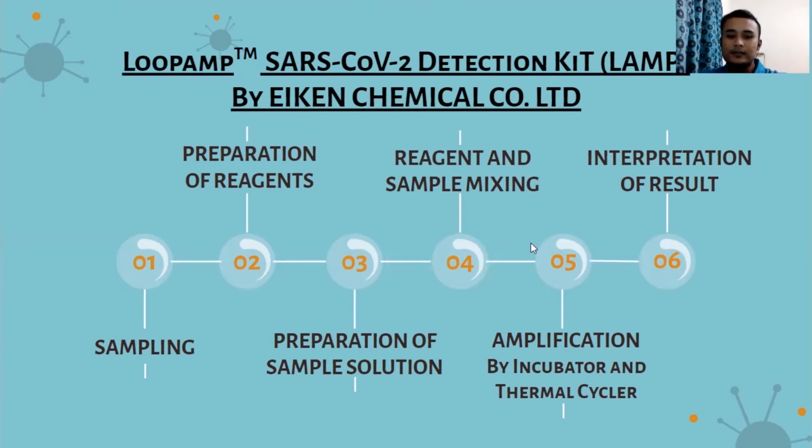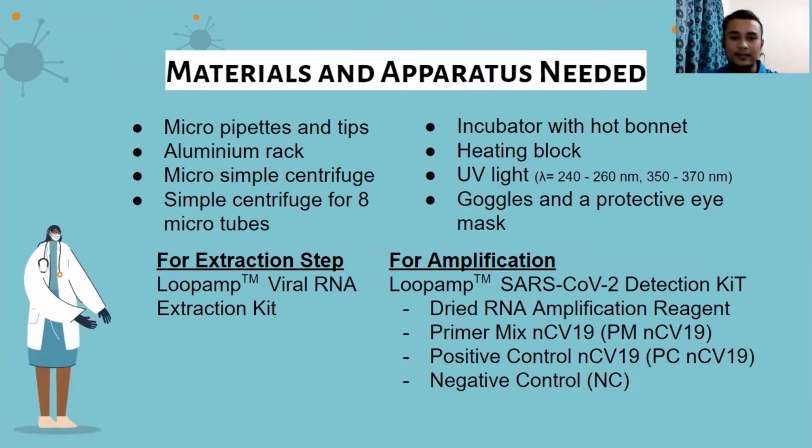Before starting the process, we will prepare the materials and apparatus needed. We will need micropipette and tips, aluminium rack, simple centrifuge for 8 microtubes, incubator with hot burner, heating block, UV light with 2 wavelengths, and goggles and a protective eye mask.